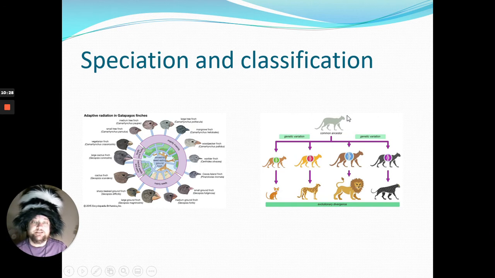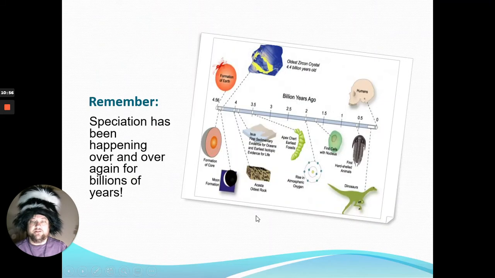You had at some point in time one species of feline, and over time with different evolutionary processes you wound up having the different kinds of felines that exist today. They're all related. Cats are related to leopards and lions and jaguars and tigers and all these things. They all have a common ancestor. So it's like that with all living things. Speciation has been happening over and over again for billions of years.